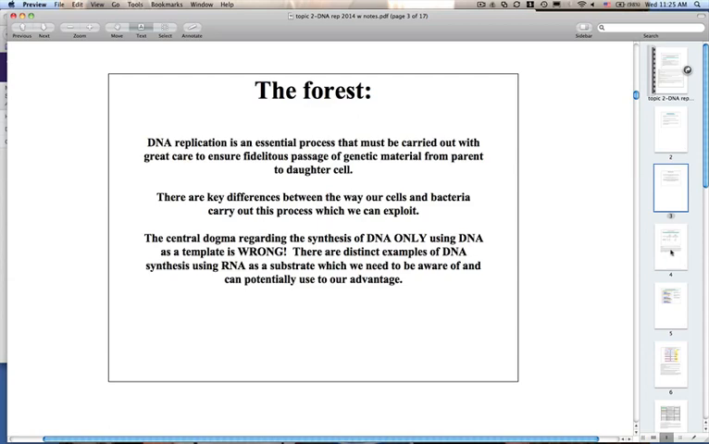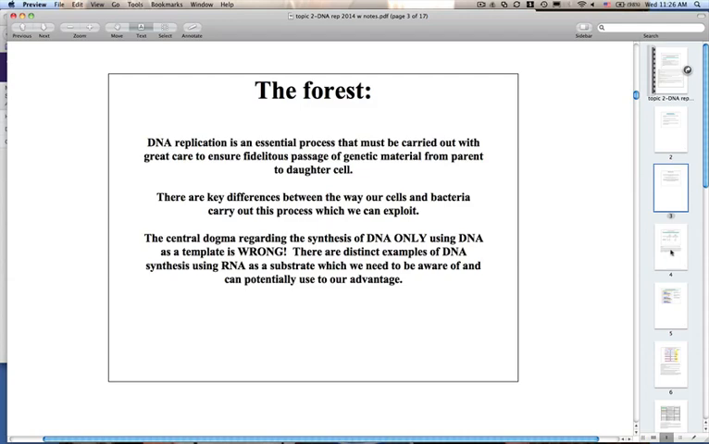Because it's so essential that our DNA be replicated properly, that every single base be copied correctly. Otherwise, we get mutations and we get cancer. And that's not good. We don't want cancer if we can avoid it. And we can absolutely exploit the differences that our cells and bacterial cells have.